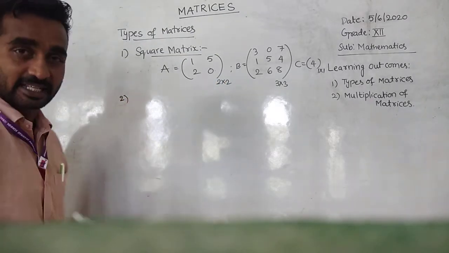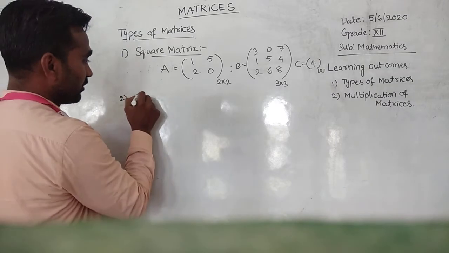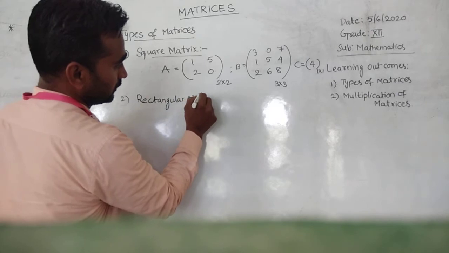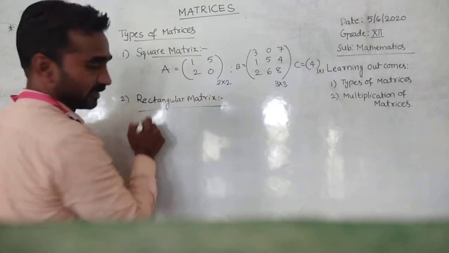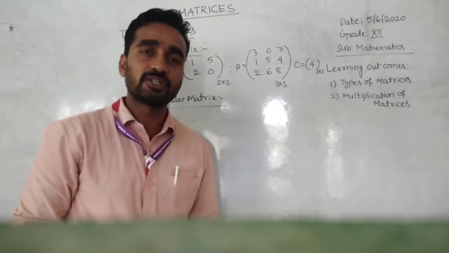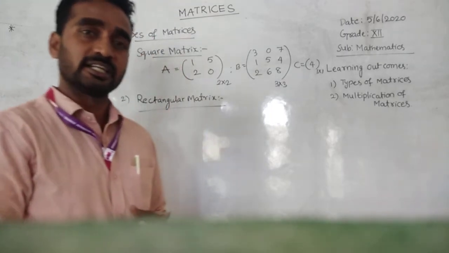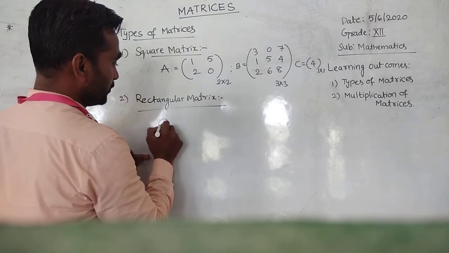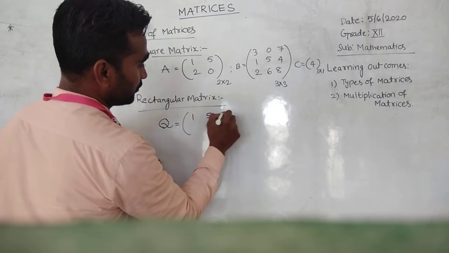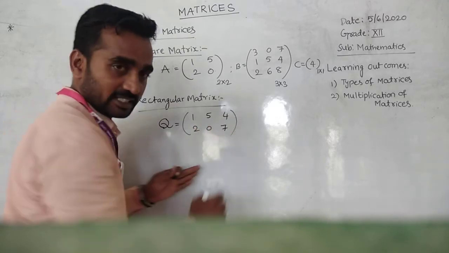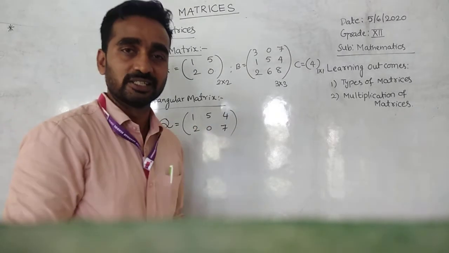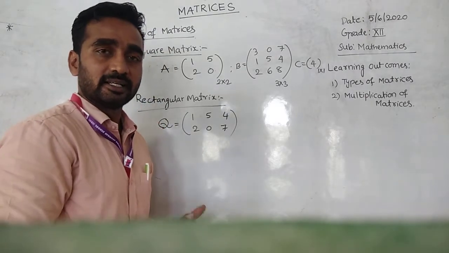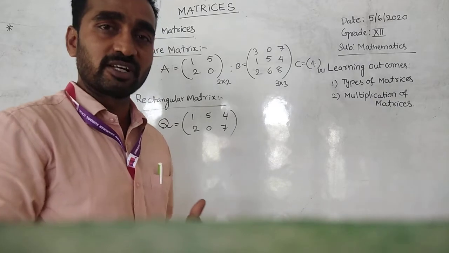And the second type of matrix is the rectangular matrix. Rectangular matrix means the number of rows is not equal to the number of columns. Suppose, see here, let the matrix Q be 1, 5, 4 and 2, 0, 7. The number of rows is 2 and the number of columns is 3. So it is not a square matrix, hence it is a rectangular matrix, because the number of rows and the number of columns are not equal here.